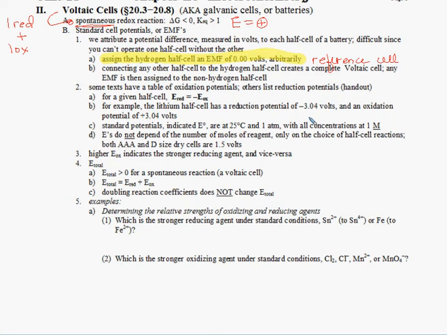Based on the voltages that were created from that, we then wrote out the reduction table in order of the potentials, going from highest to lowest. So this is all relative, right? Because they're all going to be relative to the hydrogen half cell.